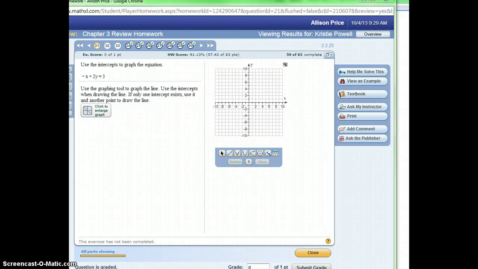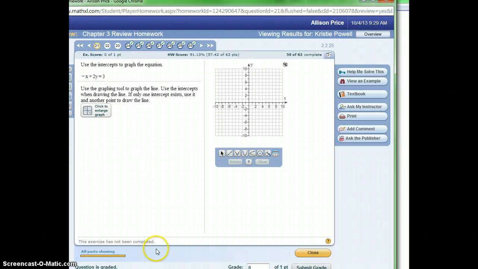Alright, let's look at a few of these questions here. The first one, we want to use intercepts to graph the equation negative x plus 2y equals 3. So, first thing I'm going to do is write that down. Negative x plus 2y equals 3.